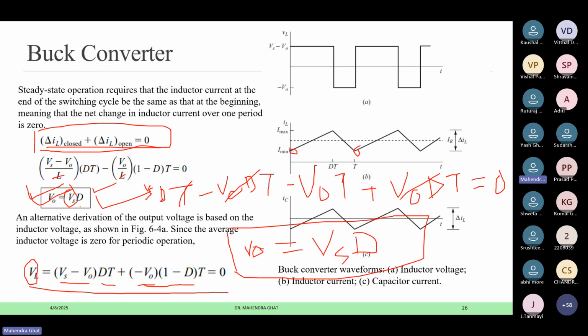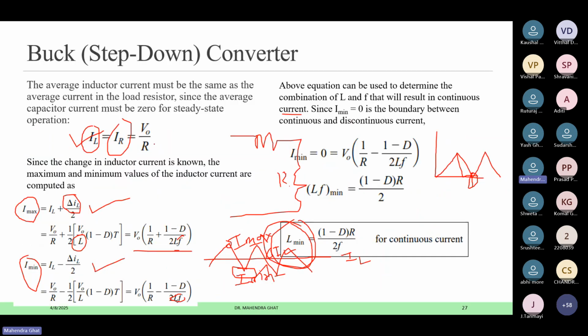VO is equal to VS into D, which is nothing but VO is equal to input voltage into D. Then you can write down this equation, IR is equal to VO by R. Then the I max equation, the I min equation, and the L minimum equation. So just note down the equations.